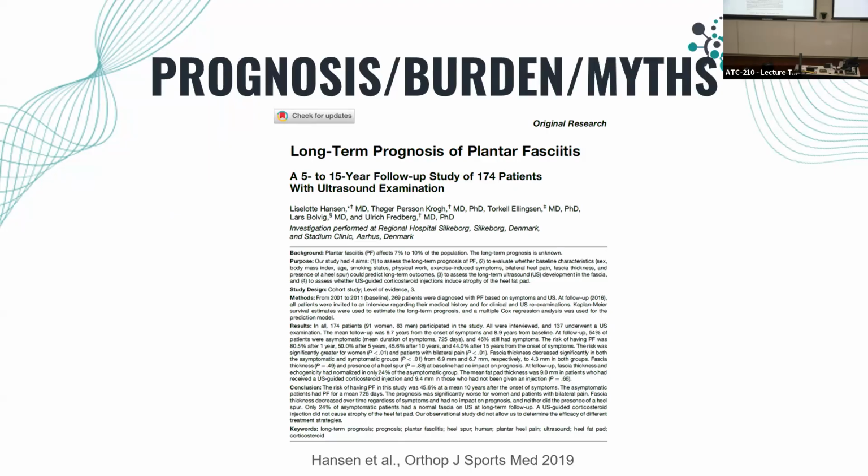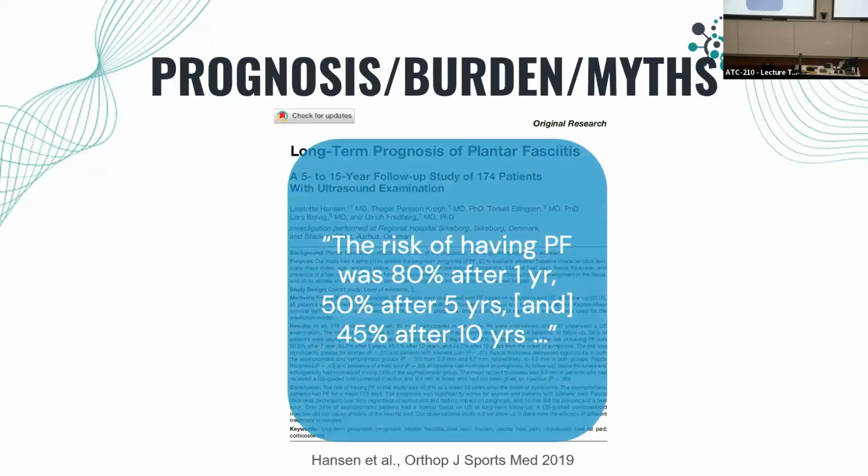More recently, there was a 15-year follow-up study of 174 participants, where we found that the risk of plantar heel pain was likely to be about 80% after 1 year, so you would still have it. At about 5 years, half the participants still had plantar heel pain. And then after 10 years, 45% of those people still had plantar heel pain. It's not a 2-year condition.